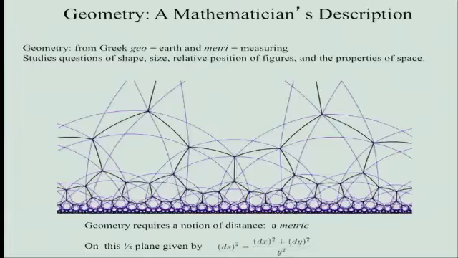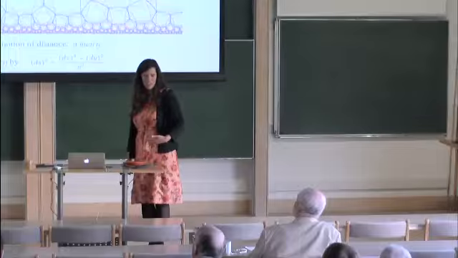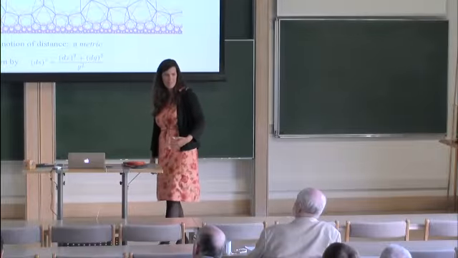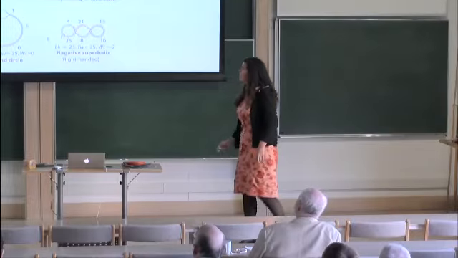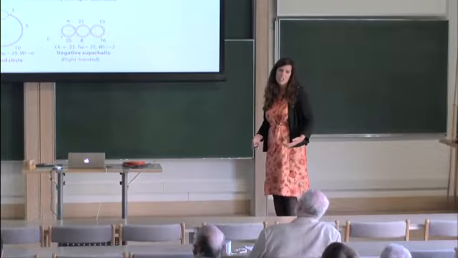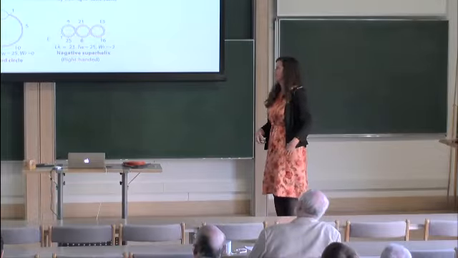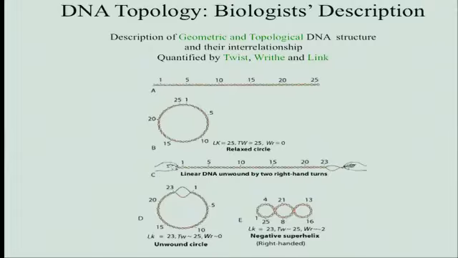So I've explained now what topologists think topology is and what geometers think geometry is. And now I want to explain to you what biologists think topology and geometry is. And that is the phrase DNA topology, more accurately in the Newton Institute, which means a description of both the geometry and the topology of DNA molecules and their interrelationship. And that can all be discussed in terms of these three parameters that I mentioned already: twist, writhe, and link.